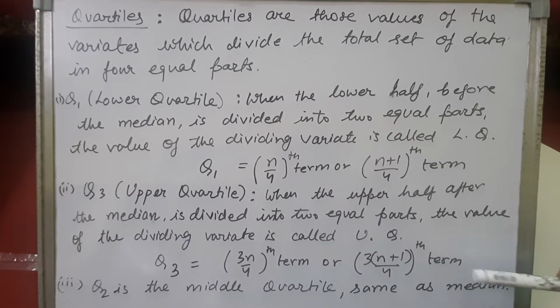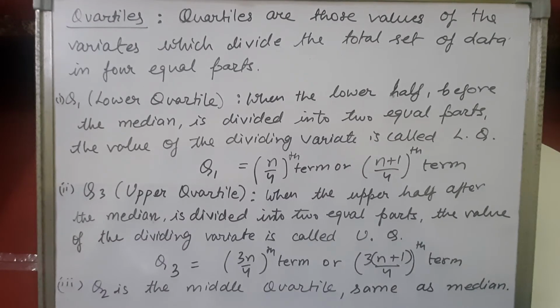The formula for finding the upper quartile is the 3n by 4th term, or 3 bracket n plus 1 whole upon 4th term. Okay, so this is the formula for finding the upper quartile. Alright, children, please note down.